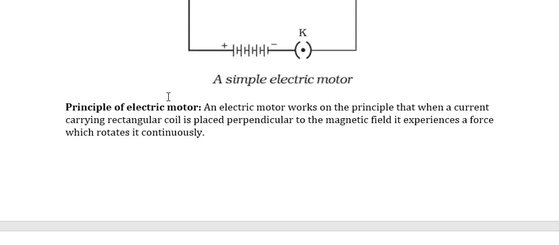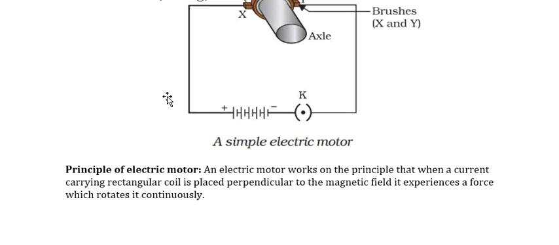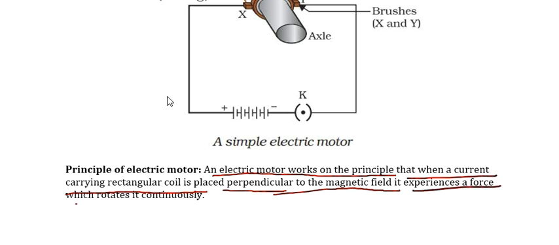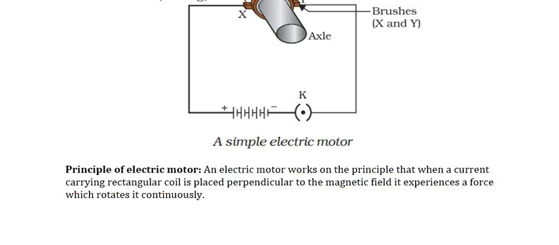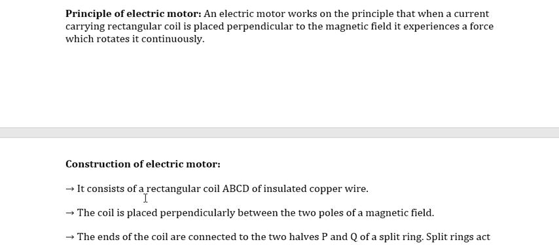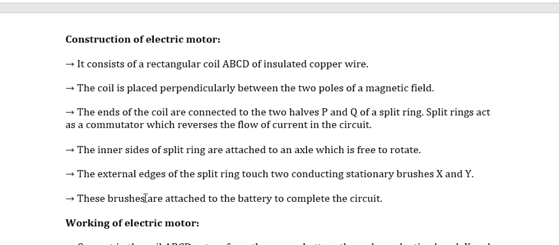So what is the principle of the electric motor? An electric motor works on the principle that when a current carrying rectangular coil is placed perpendicular to a magnetic field, it experiences a force which rotates it continuously. You understand?